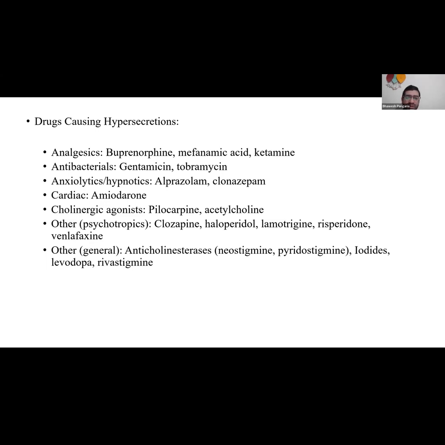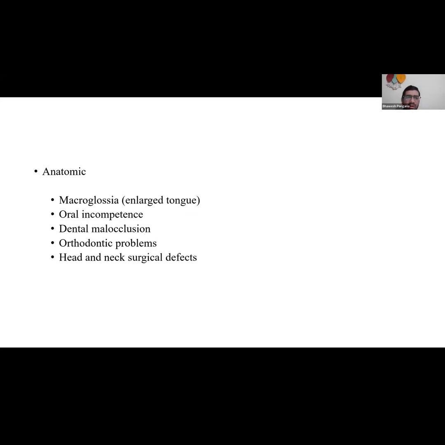So these are some of the major drugs, and if the patient is on one of these drugs and has complained of sialorrhea, we should consider changing the drugs.